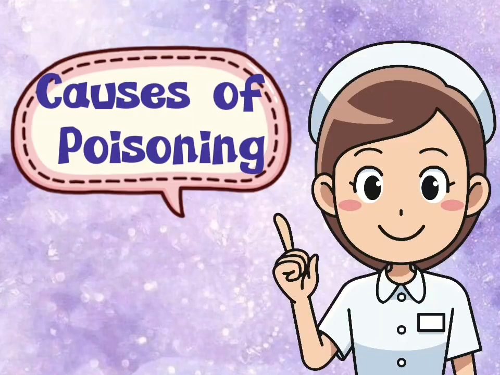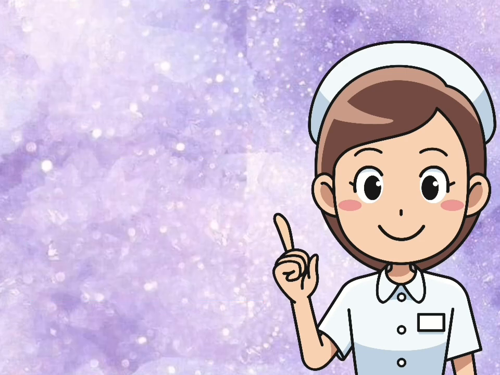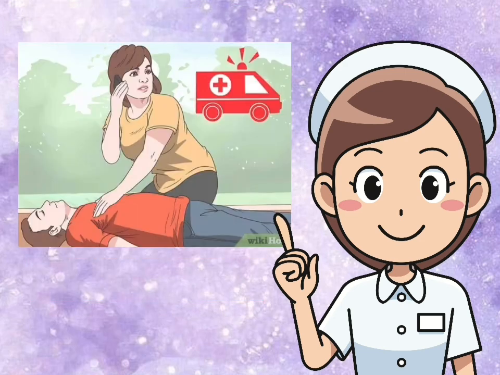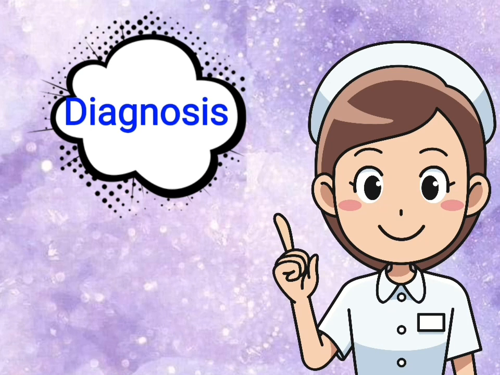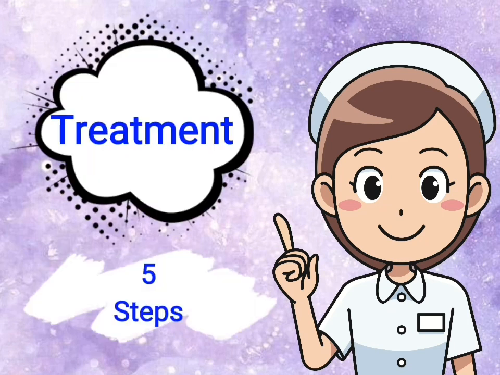There are various causes of poisoning, and the main reasons are food poisoning and chemical ingestion. Now here's what you need to know when approaching a poisoned person. There are two separate parts, each of them has multiple steps. First is diagnosis with 3 steps in it, and treatment with 5 steps in it, which occur simultaneously.